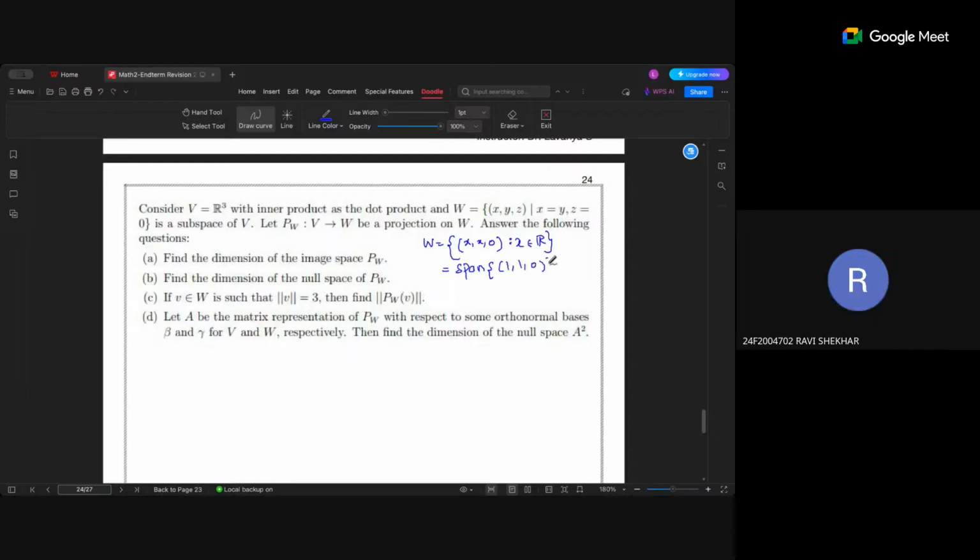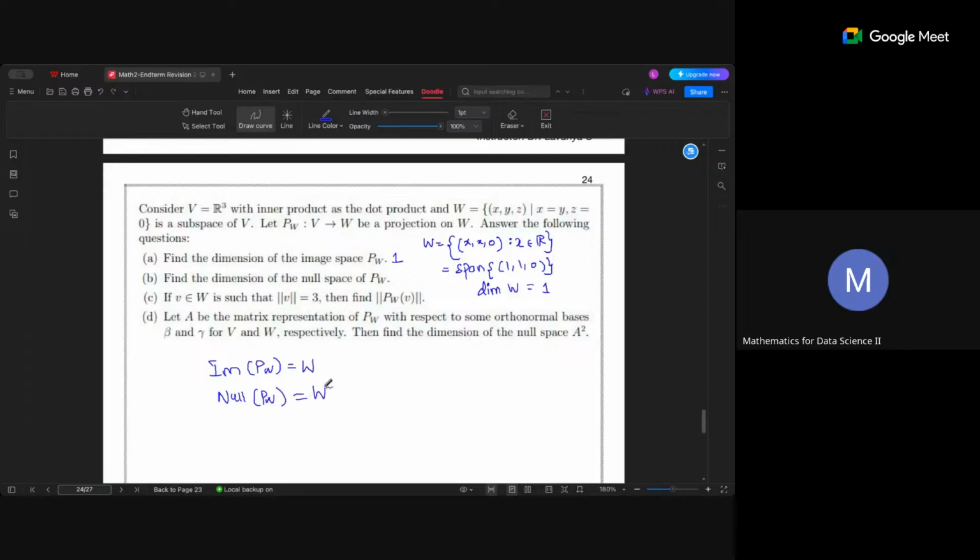110. Okay. So now quickly tell me what is the dimension of W? 1. Right. Dimension of W is 1. Now what is the dimension of the image space of PW? They are asking, what is the image of PW first of all? It is W. So the dimension of the image of PW is then 1. And what is the null space of PW?